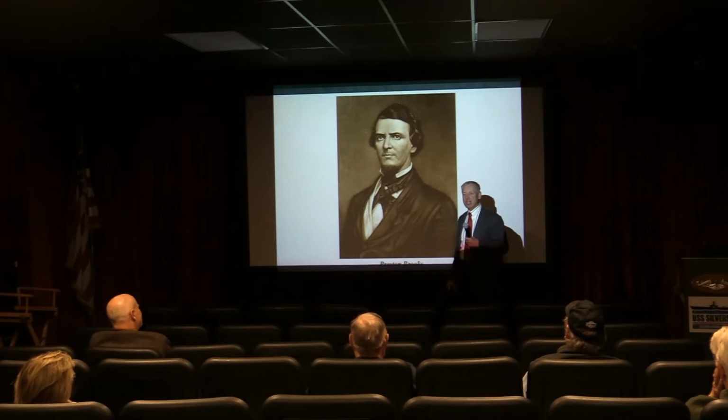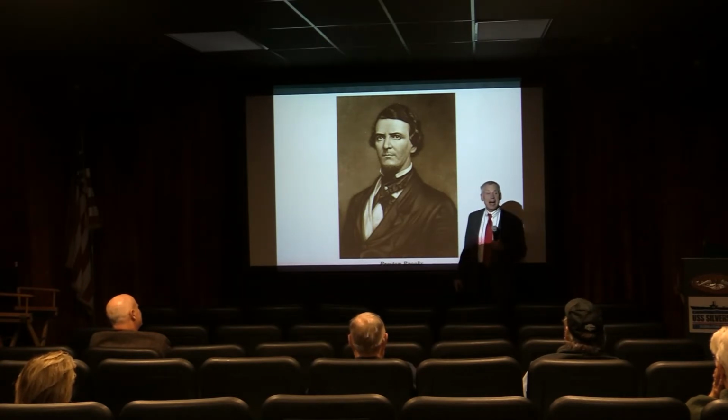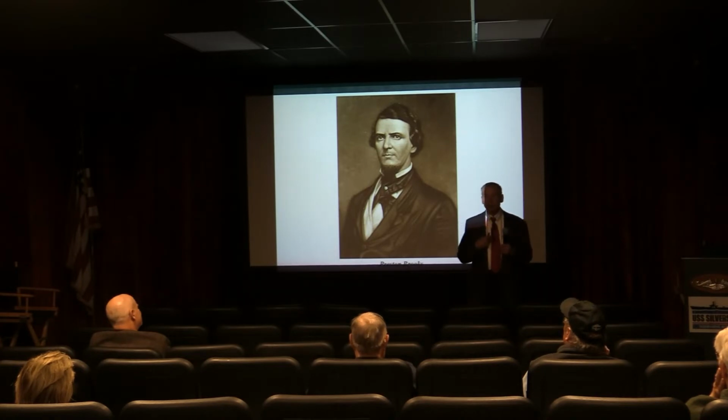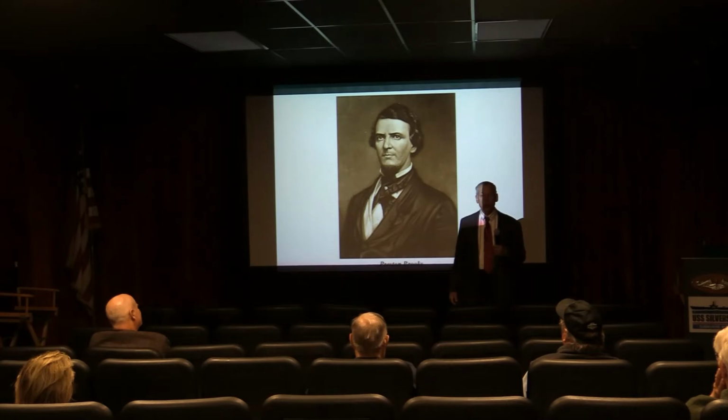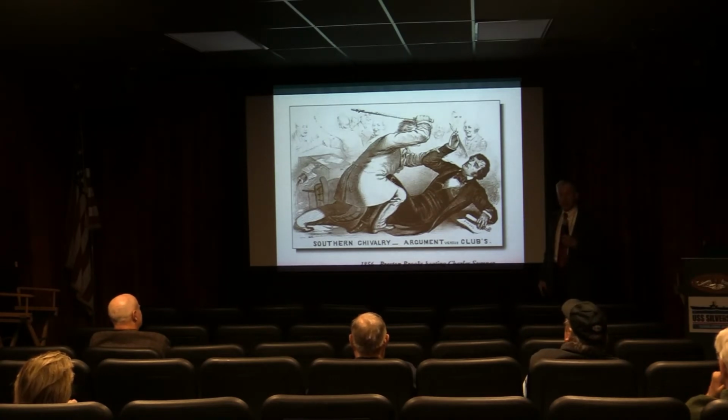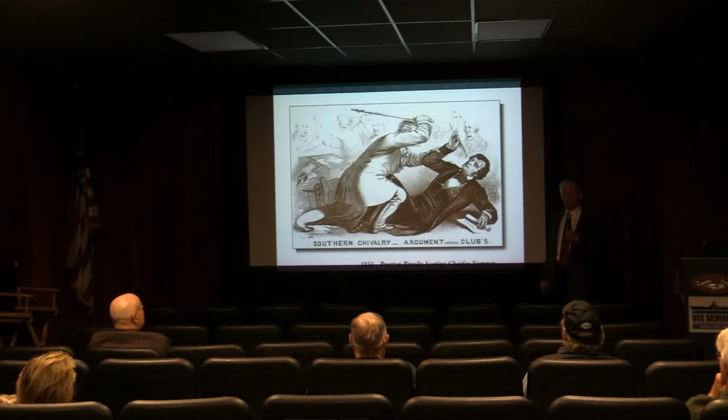"Sir, you have insulted my family. You have insulted my country. You have insulted me. Now, if you were a dog, well, I should just treat you as I would a dog." And with that, Brooks took his cane and beat Sumner senseless right on the floor of the Senate. He beat the bejesus out of him.